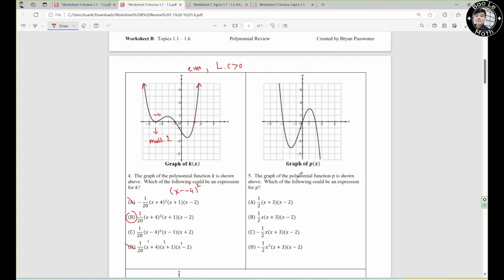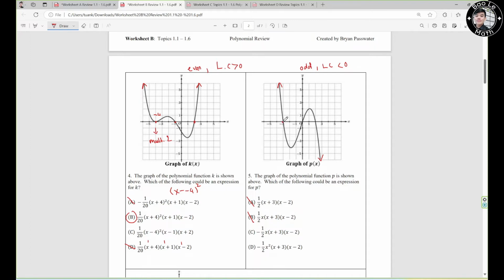Now look at this one right here. The graph of the polynomial function p is shown right here. Which of the following could be the expression for p? So we look at this one. This end and this end have opposite end behavior, which means the degree is odd. And because the left-hand side is pointing up and the right-hand side is pointing down, the leading coefficient is negative. Keep that in mind. So we look at this one, we see that the leading coefficient is positive, so this is wrong.